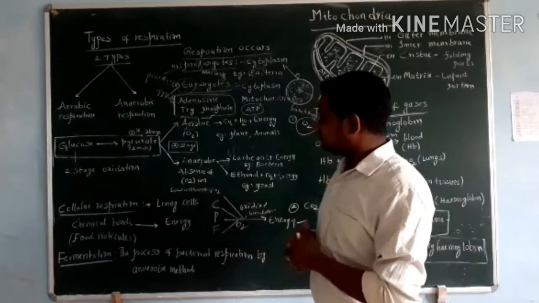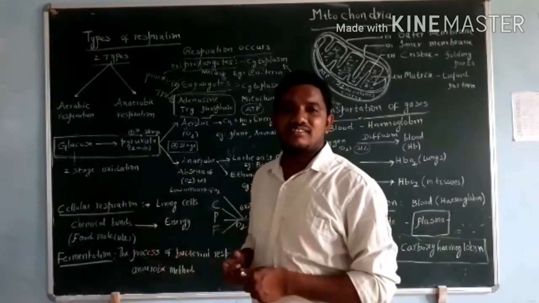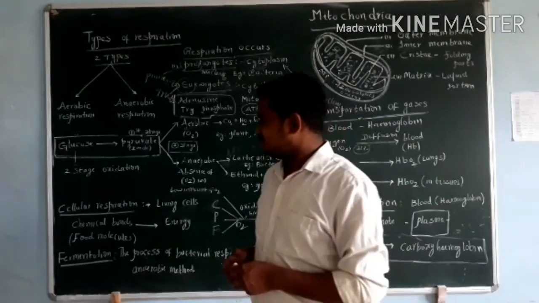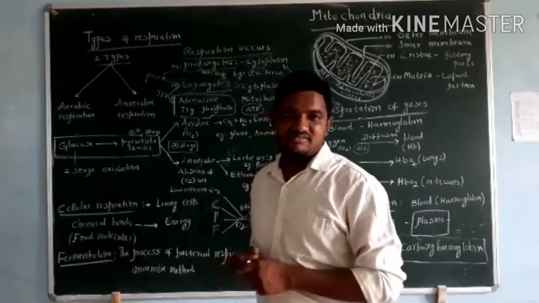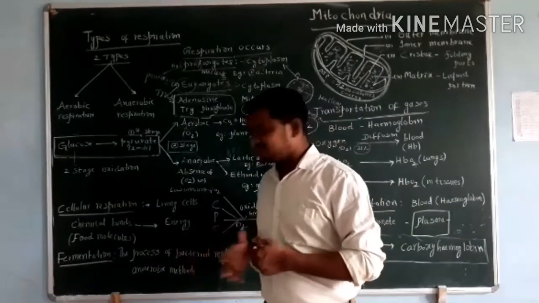Okay, next one. Where is energy present? In the food molecules, inside the chemical bonds. From that, energy is produced.